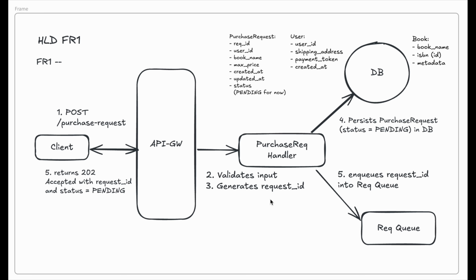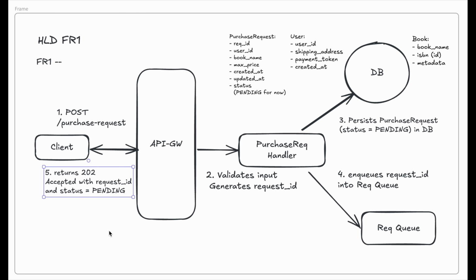Step 3. The persistence of a new purchase request entity into the database with the status pending. Step 4. The same service puts a message with the request ID into the internal request queue. For example, it can be Kafka, SQS, or Pub/Sub. This can be discussed later. Step 5. The system returns a 202 Accepted response with the request ID to the user. The actual resolution, like the seller lookup and purchase, happens asynchronously. That will be covered in the next functional requirements.